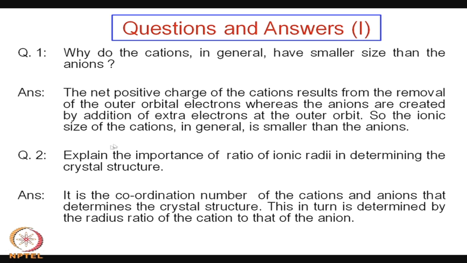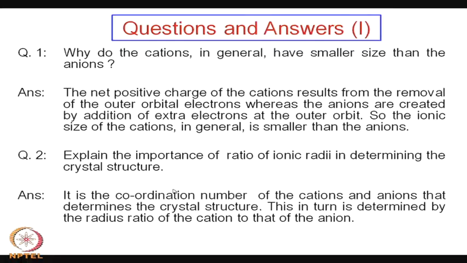So, the ionic size of the cations in general is smaller than the anions. Okay. That is a normal thing, but there may be exceptions. We have seen in crystal structures that in some cases the cations and the anions more or less have the same size, but generally cations are smaller than the anions, and the reason is in one case you are removing the outer electrons, in another case you are adding the outer electrons. Of course, this is true primarily for the ionic crystals.